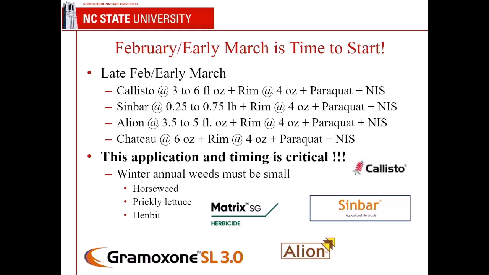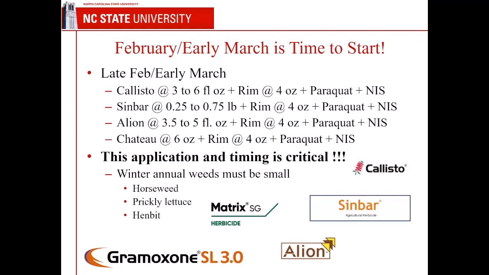And what we found is one program that I have used and been sort of my standby is Sinbar at 1/4 to 3/4 of a pound. Of course, the heavier soil you got, the higher rate you can use. If you're on a sandier soil, you'd want to stay down at that 1/4 to 1/2 pound. With 4 ounces of a Matrix product and paraquat. That works really, really good. And we get good post-emergence control of some difficult to control weeds.